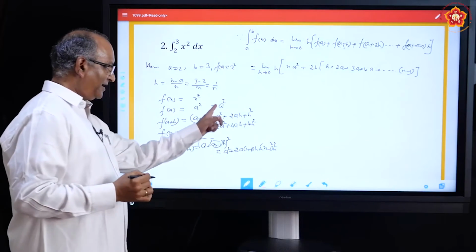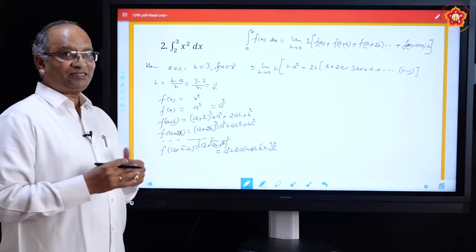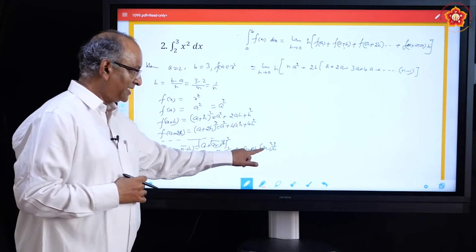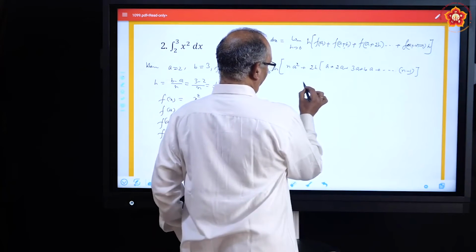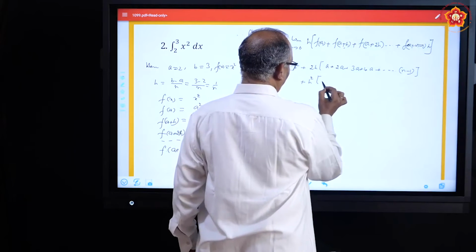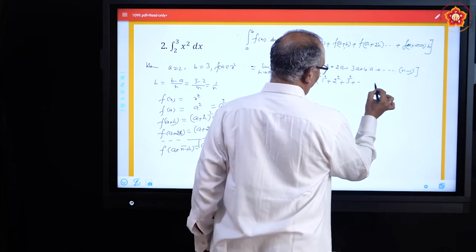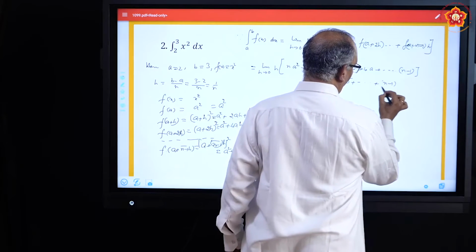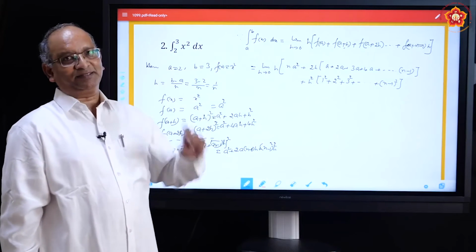So in this way we added the first column, we also added the second column, and now come to the last column. What do we have in the last column? We have h square, 4h square, n minus 1 square h square. What is common in all of them? h square. So what is left is 1 square, 2 square, 3 square up to n minus 1 square. This we have to simplify to get the answer.